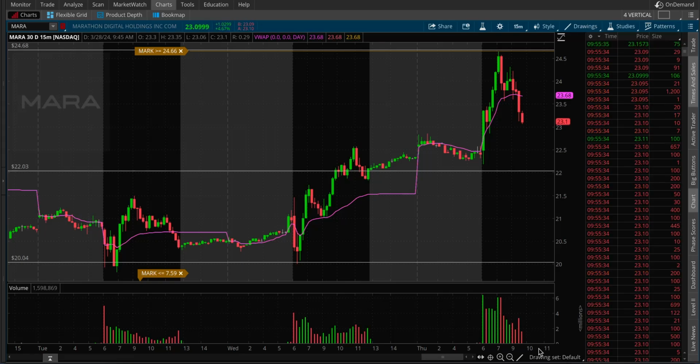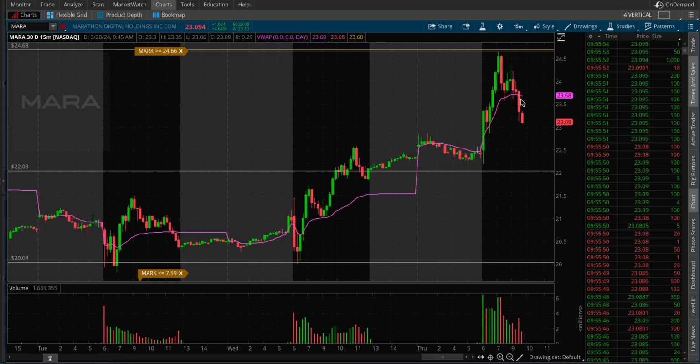Let's have a look at Marathon Digital today. Basically, last day of the week, last day of the month, last day of the quarter. So the stock is up 4.5%. It was up 10% in the morning. It hit that resistance level that we talked about yesterday and is retracing back.